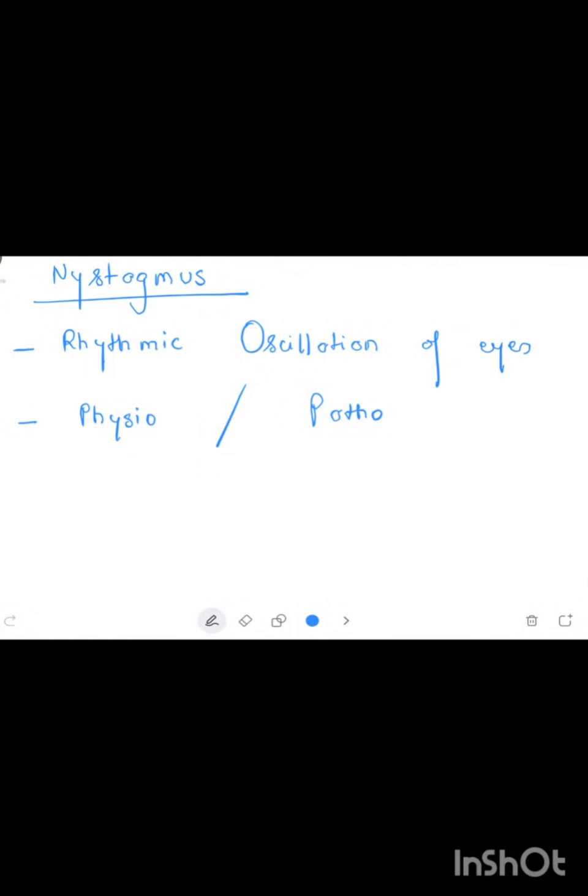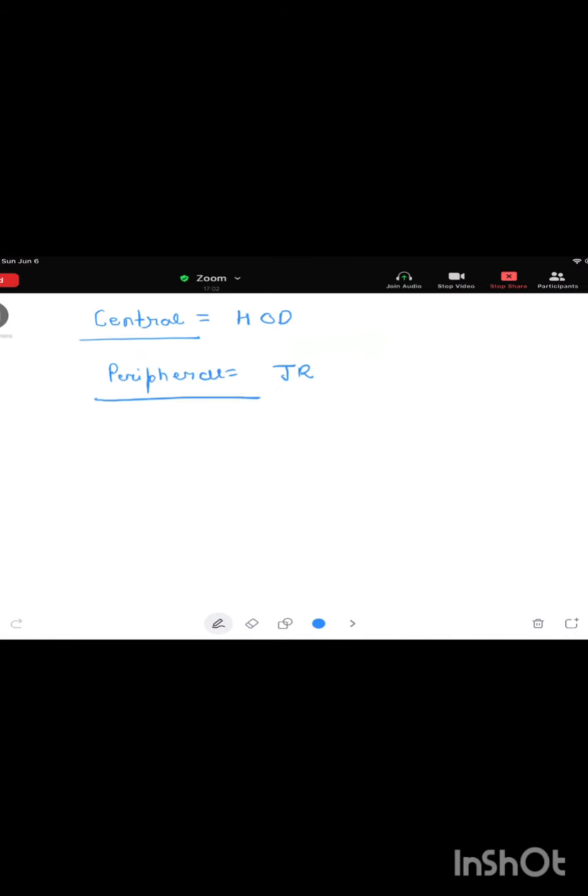So, nystagmus is defined as rhythmic oscillations of the eyes. It can be physiological or pathological. In physiological, it can be either vestibular or optokinetic. Pathological nystagmus is broadly classified into central or peripheral depending upon the cause. Now, to simplify this, I have a trick: assume central nystagmus to be the HOD of the department, and peripheral nystagmus to be the JRs.